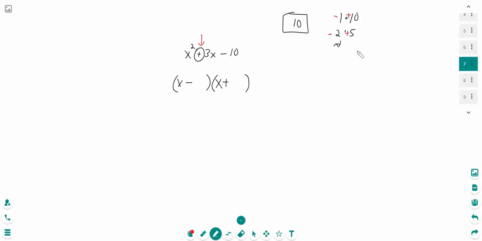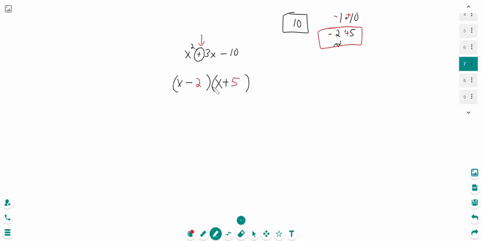All right. So what do we have? Negative 1 plus 10, well, that's positive 9. That's not a 3. And then we have a negative 2 plus a 5. Well, that actually is going to be the 3. So that will be our set that we're going to be using. So the negative goes with the 2. Positive goes with the larger number, which is the 5. And there we go.